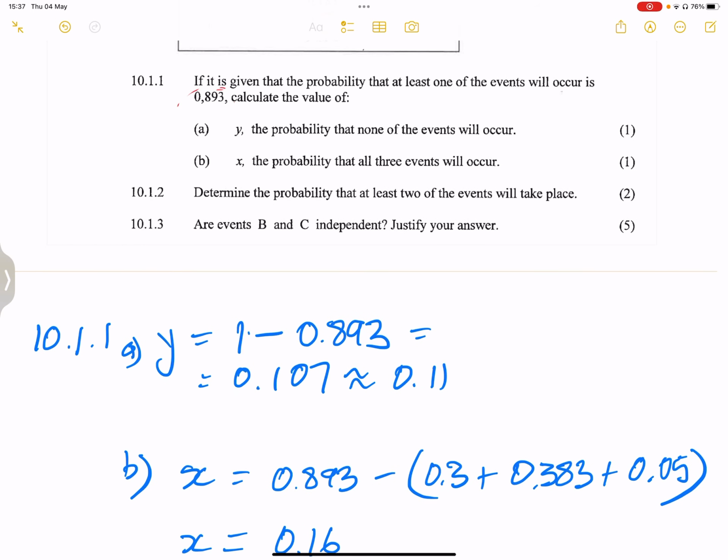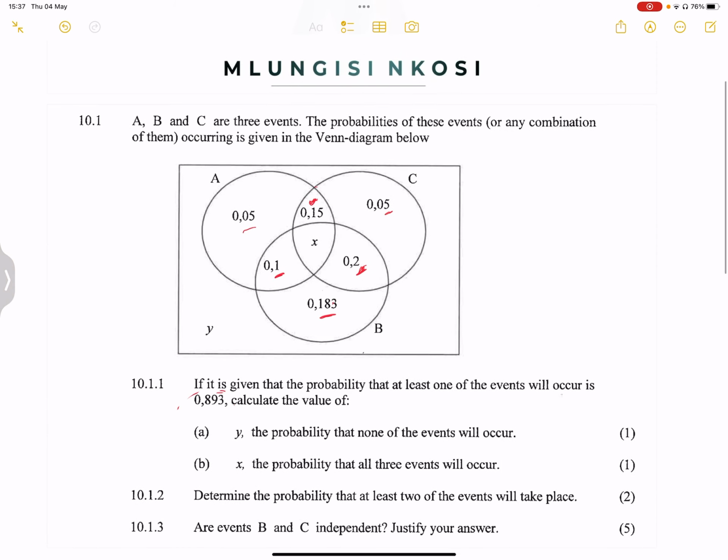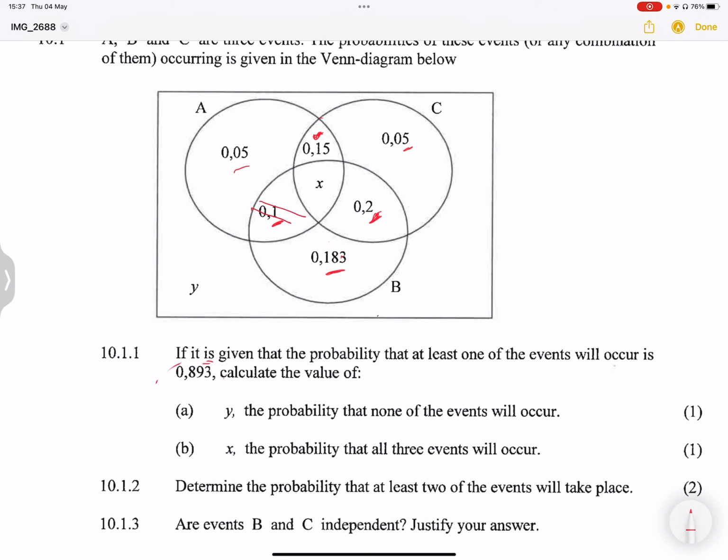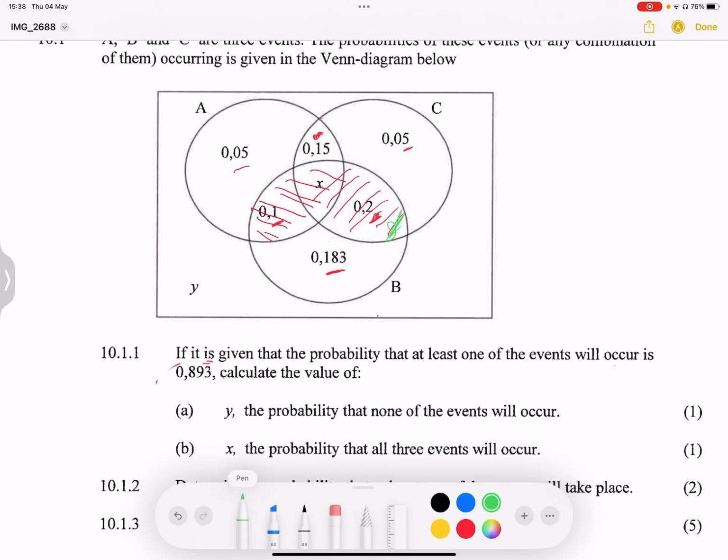Right, now they say to us, determine the probability that at least 2 events will take place. Now let's go back to our data set. Now, at least 2 events would be the probability that it's A and B, or in this case, you can say the probability that it's this would be B and C, not B or C. B and C, right? Yeah, maybe I should have illustrated that with a different color.